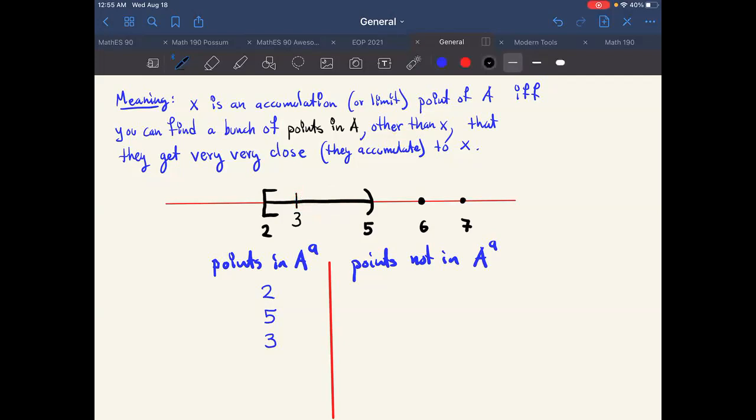All right. So how about 4.9? Yeah, 4.9 also makes it. Here's 4.9. 4.9 also is an accumulation point. Why is that? Because you can find a bunch of black dots that get very, very close to 4.9, and they are different from 4.9. In other words, you can find a lot of dots other than 4.9 that get very, very, very close to 4.9. That's why 4.9 is an accumulation point.